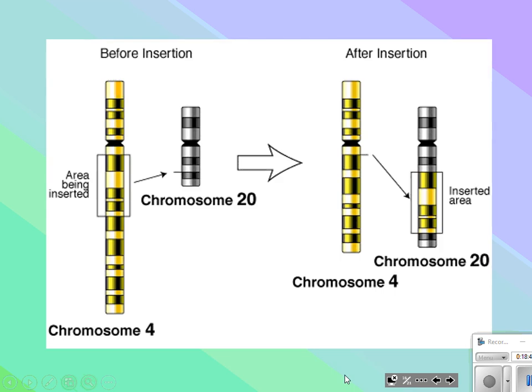If you look at this, okay, can you see that insertion there? I've taken this box of chromosome 4 and put it into chromosome 20. So now chromosome 4 is much shorter. Chromosome 20 is longer. So I've inserted a little chunk or a little segment of that DNA.